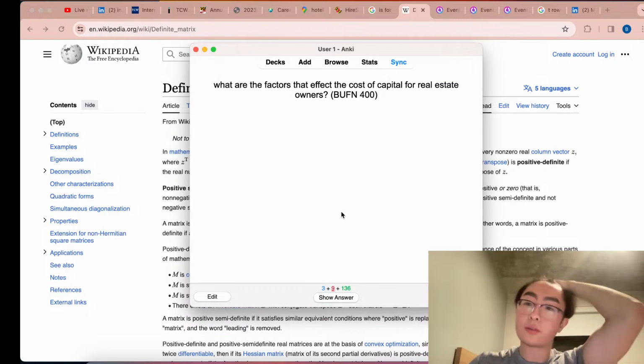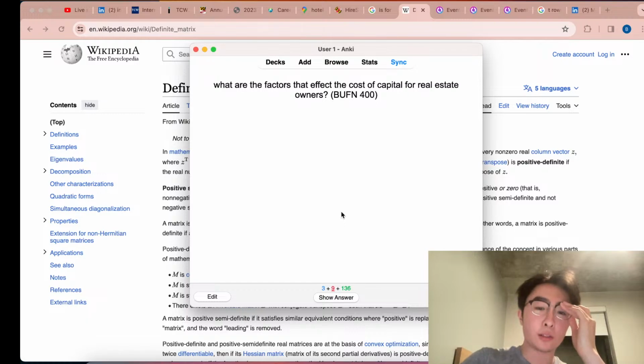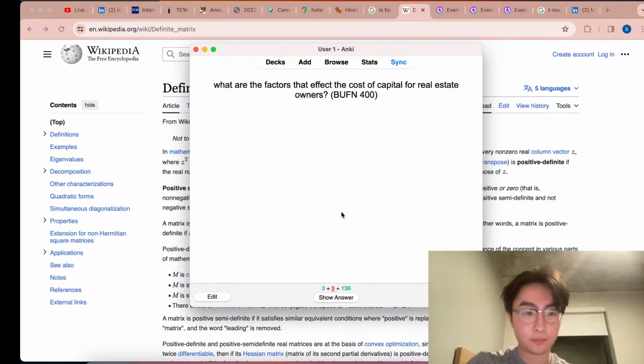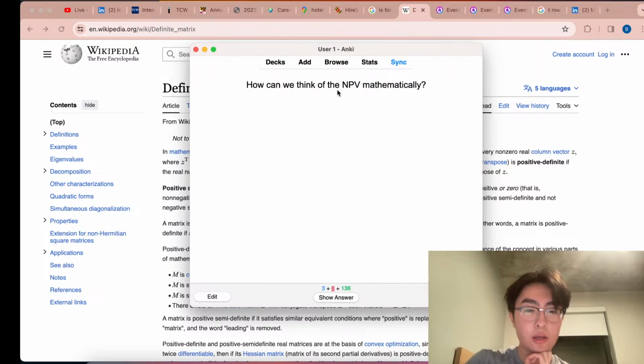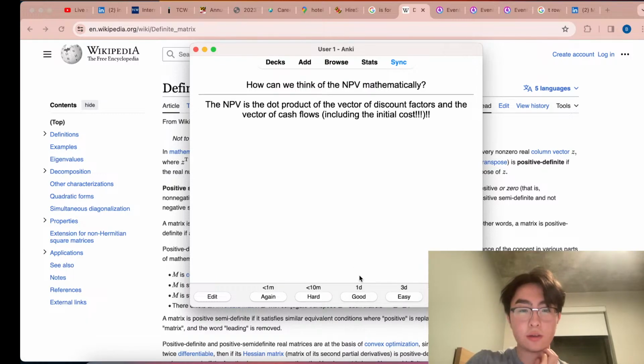Okay, the cost of capital for real estate owners. Some of the factors that are going to affect that are, 1, the cost of debt, so I think that's going to be some type of treasury security plus some spread, the cost of equity, and then maybe something else I'm missing here, the risk premium with opportunity cost. Okay, I'll take it. Mathematically, it's just the dot product between a vector of cash flows and a vector of discount factors.